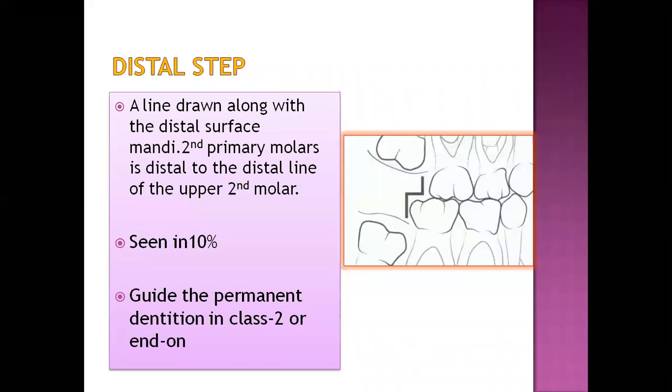Now, distal step: a line drawn along the distal surface of the mandibular second primary molar is distal to the distal line of the upper second molar. It is seen in 10% of the cases, and this guides the permanent dentition into class 2 or end-on relation.